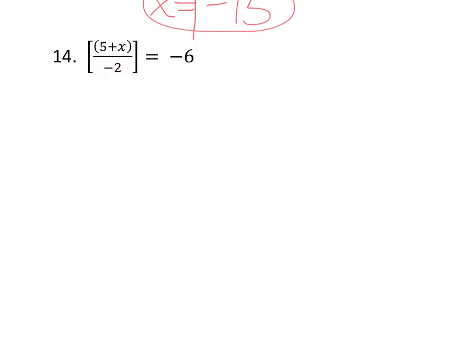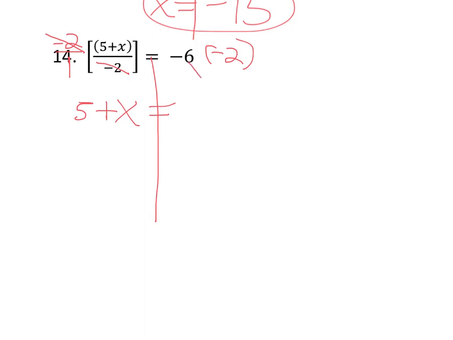So if you're dividing by negative 2, do the opposite. We're going to multiply both sides by negative 2, or negative 2 over 1. Multiply the right side by negative 2. So what happens is this negative 2 goes away with that negative 2. So you're just left with 5 plus x. And then negative 6 times negative 2, negatives cancel out, you get positive 12. So just like that, you have an easy one-step equation.